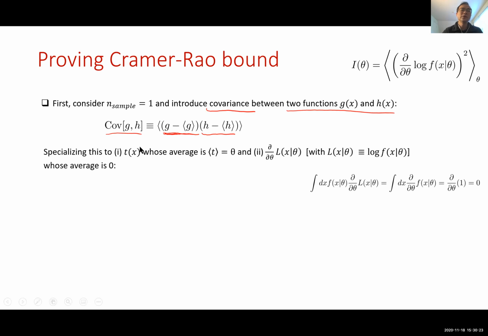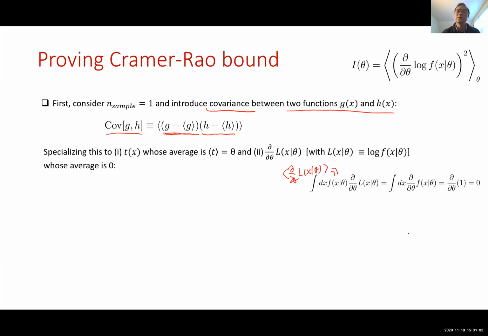So when we specialize this to t, t is our estimate of the angle and whose average is theta, right? So if this is t, then this will be theta. And we want to choose the h function to be this, the derivative with respect to theta of the log of the distribution. And what is the average of this? The average of that turns out to be 0.